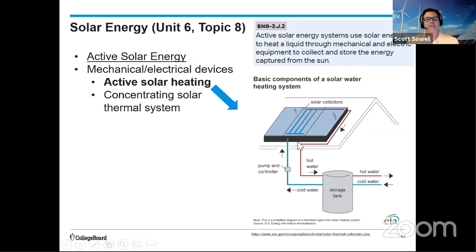So this is an example of a collector on the roof. Please do not confuse this with solar photovoltaic cells. This is not a solar panel that you might be more familiar with. This is almost like a giant mat that sits up on the roof, and inside are all these little coiled pipes that water flows through. And as that water flows through, the heat from the sun will heat up the water.